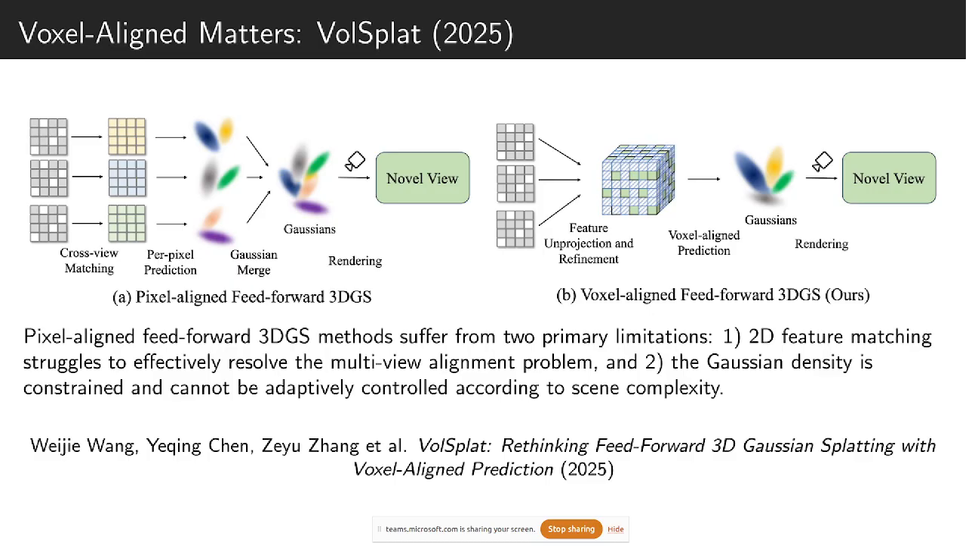Let's say we call it volumetric representation, and we don't need to do Gaussian merge anymore. We just do a voxel-aligned prediction to get the Gaussians we want, and we perform novel view synthesis, that's rendering. The novel views we get are much clearer compared with the conventional per-pixel prediction.